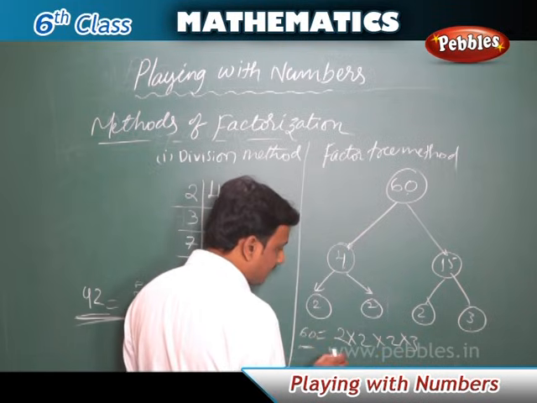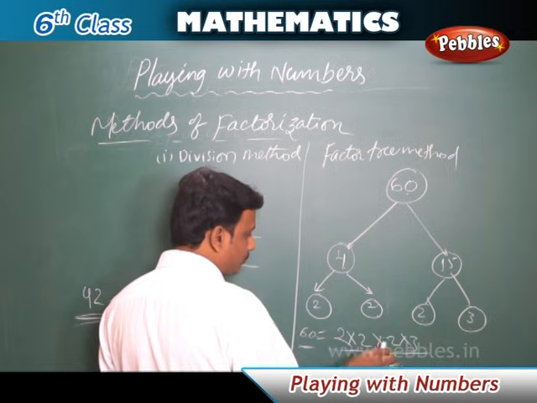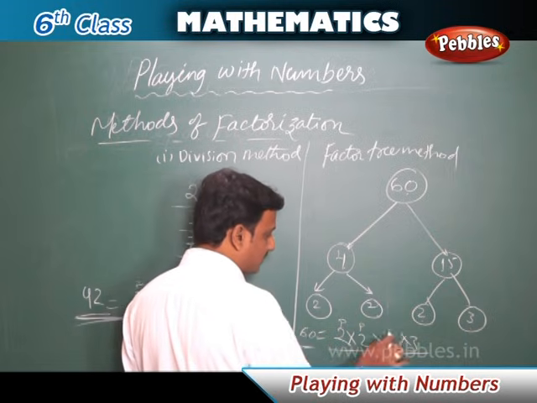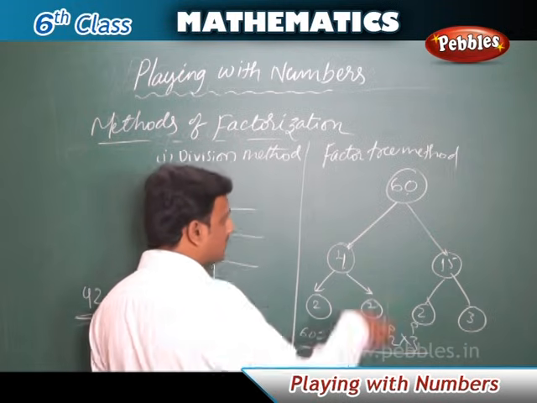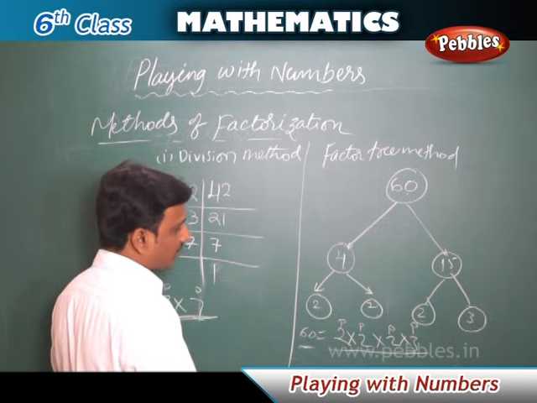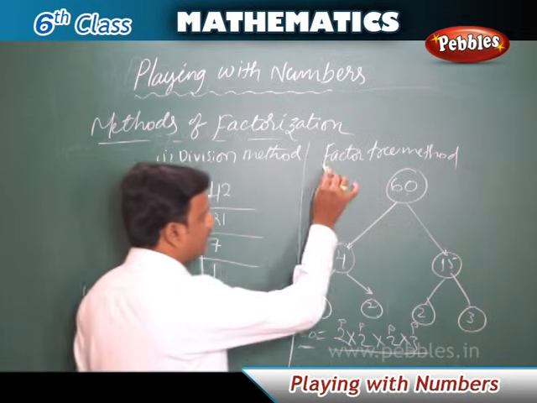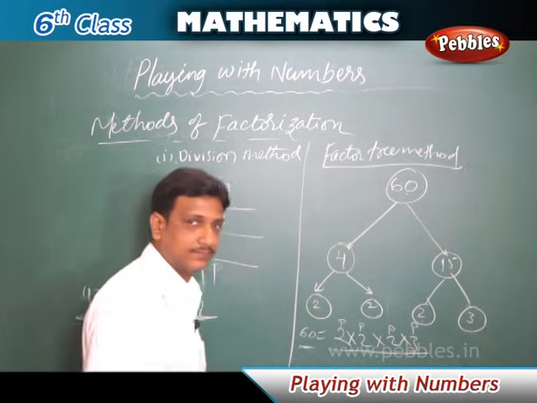So 60 is factorized as 2, 2, 2, 2, 3. All these are prime factors. So this is the prime factorization of 60 in the factor tree method.